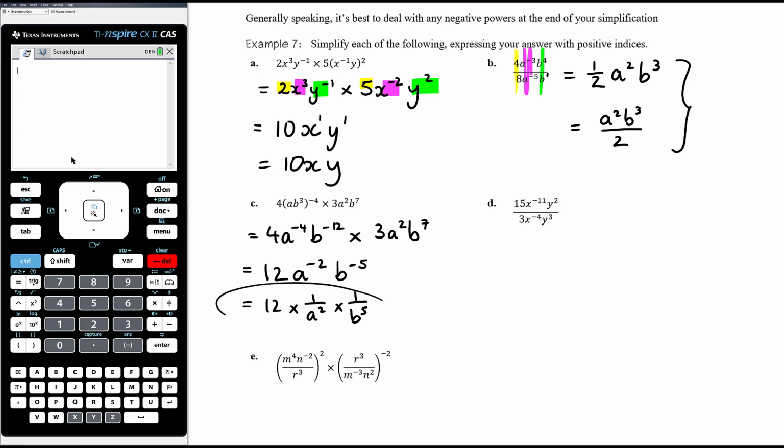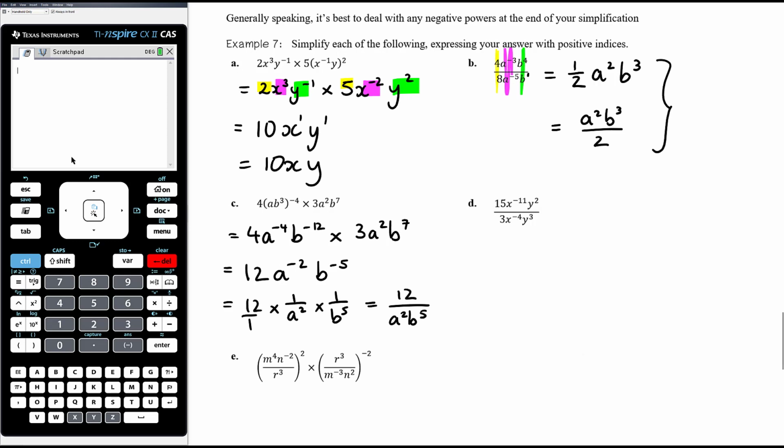Okay, again, you can skip this step. I would probably go straight to this next step. Putting that all together, I've just got 12 on the numerator, and I've got a squared b to the 5 on the denominator. I would go straight from there to there. The a to the negative 2 should really be a squared on the denominator. B to the negative 5 should be b to the 5 on the denominator. 12 stays exactly where it is on the numerator.